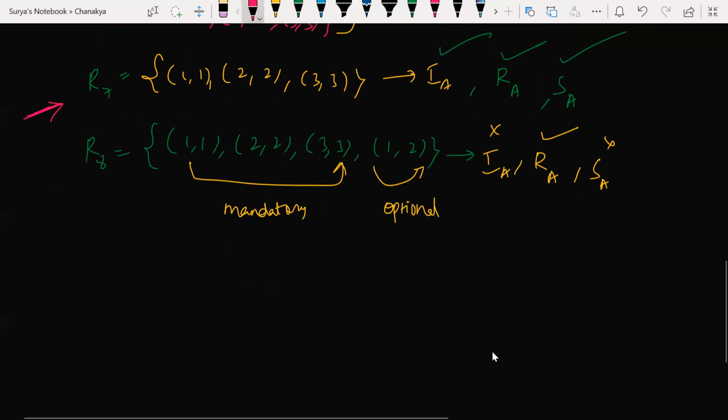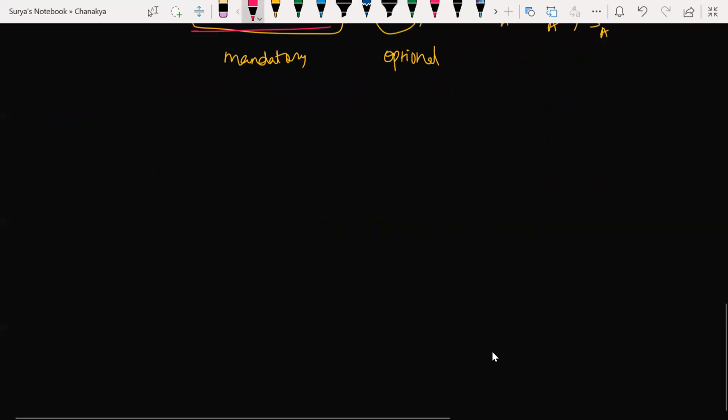Reflexive is what? Doublets must be there. That is mandatory. Other than doublets, others, meaning other ordered pairs, may be there or may not be there. Understood my point? Yes, sir. Symmetric is nothing but if A comma B is there, then B comma A must be there. That is symmetric. This is the relation we learned. Now think. I gave one note. What is the relation between reflexive and identity? A comma A belongs to R.